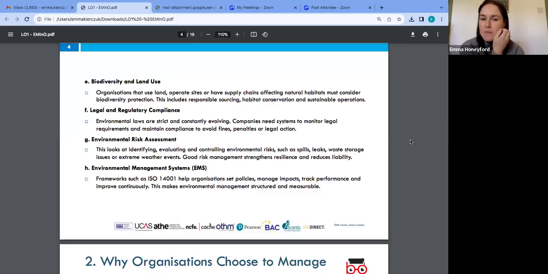So environmental management systems, so EMS, so different frameworks. The ISO standards help organisations set policies, manage impact, track performance, and drive continuous improvement. So these are different systems that organisations can put into place to really get to grips with how sustainability impacts them and is an opportunity to get better. So this is essentially a way of risk management, really, to use these systems.